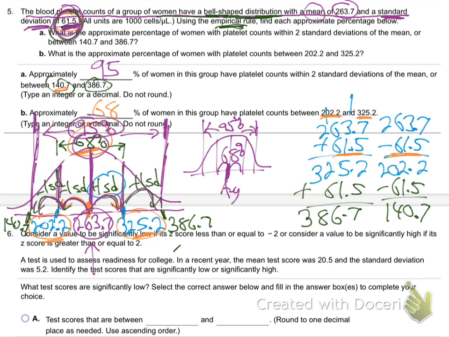So the average woman is 263.7, but some have more, some have less. The standard jump amount is 61.5. If you go up 1 jump and down 1 jump, which turns out to be 325.2 high to 202.2 low, you're going to get 68% of the data. If you go 2 standard deviation jumps above the middle and 2 below the middle, you're always going to get 95% of the data for any data set. So these percentages, 95 and 68, will remain true for every data set that has a bell curve.